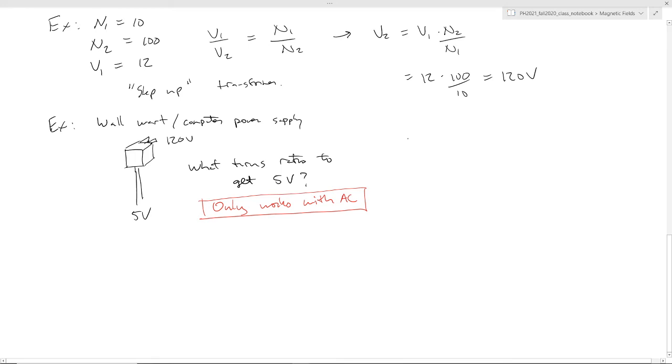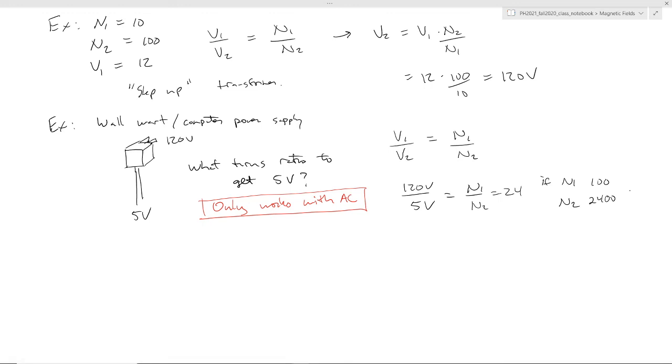But to this question of what turns ratio you would need: if the wall voltage is 120 and your voltage is 5, then this is a factor of 24. So N1 over N2 would be 24. And so that means that if N1 was 100 windings or something, N2 would be 2400. So it gives you an idea of the kind of thing this is useful for.